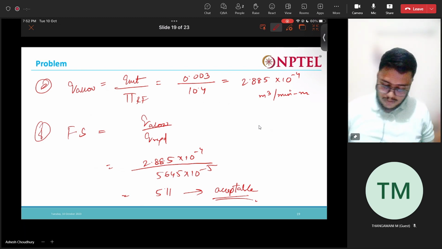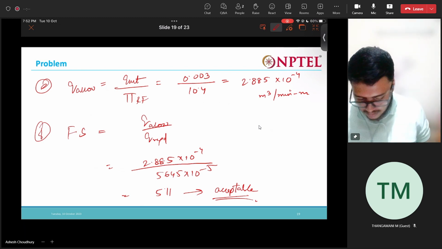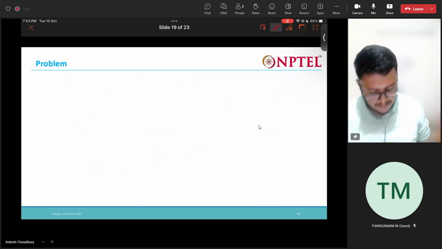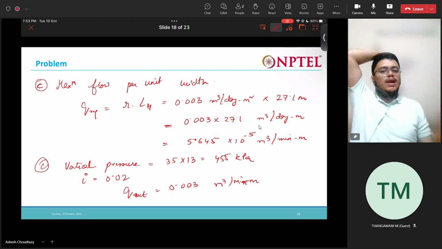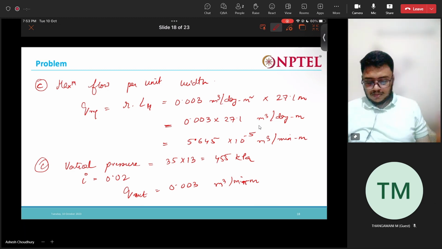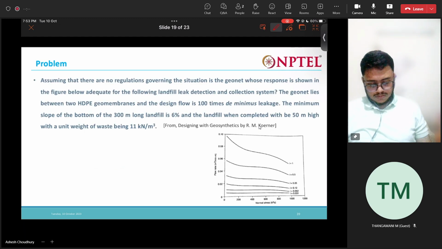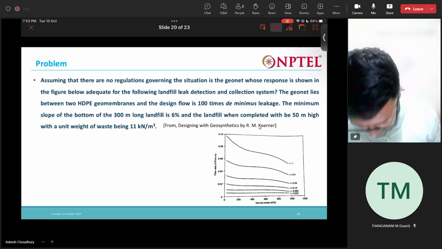Okay, so I hope this was clear. Quite easy, simple problem. First find out the required flow, then the allowable flow, just divide them, we get the final. Now next problem.